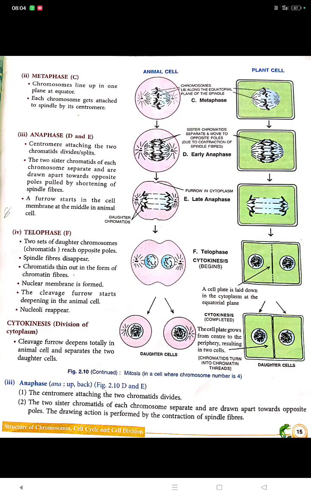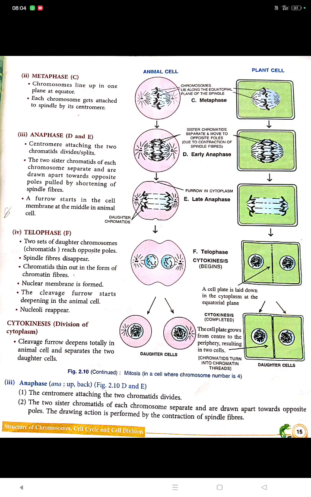Metaphase. Chromosomes line up in one plane, that means in one line, at the equator. Each chromosome gets attached to a spindle fiber by its centromere. What is meant by centromere? Where the two sister chromatids join is called the centromere.